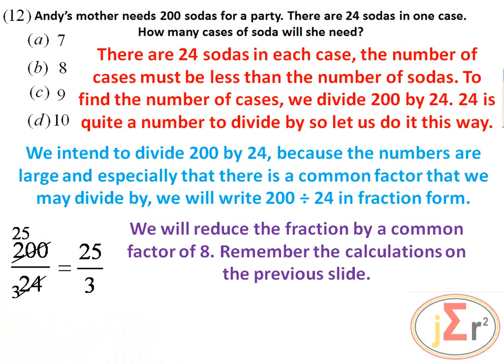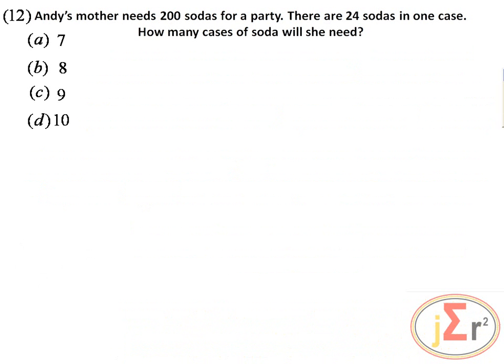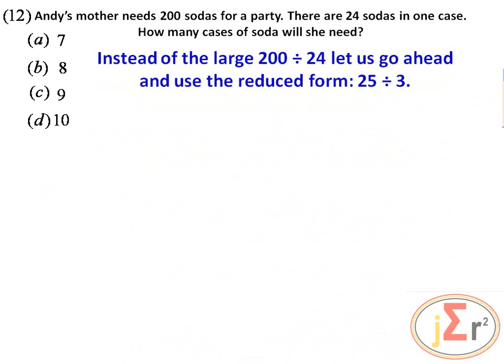Very nice. 200 divided by 24 is the same as 200 over 24. The fraction was reduced by a common factor of 8 to 25 over 3, which is the same as 25 divided by 3. And we will do that on the next slide. So we reduce that by a common factor of 8. We got 25 over 3, which is the same as 25 divided by 3. So we will divide 25 by 3 on this slide.